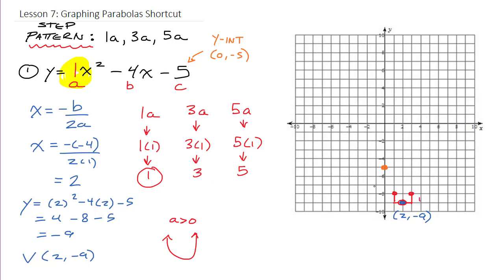All right, our next step, we're going to go over to the left and right one again, and the next step, we're going to go up 3. So I went up 1, now let's go up 3. 1, 2, 3. Notice how we hit our y-intercept there. Okay, so I went up 3. Okay, the next step is 5. So I'm going to go over 1 again, and I'm going to go up 5 this time. 1, 2, 3, 4, 5. There we go.